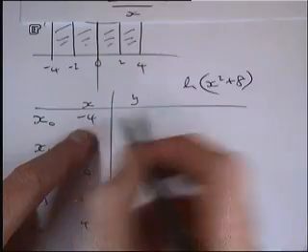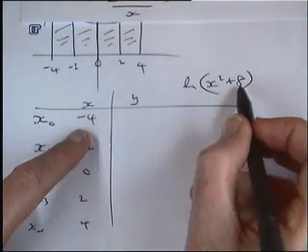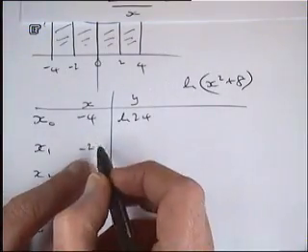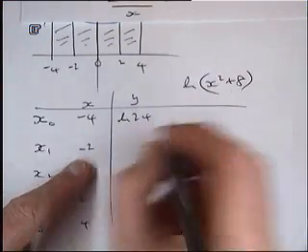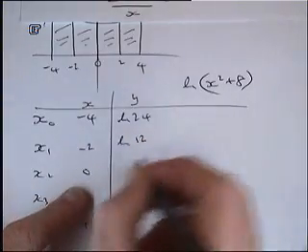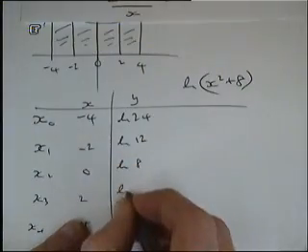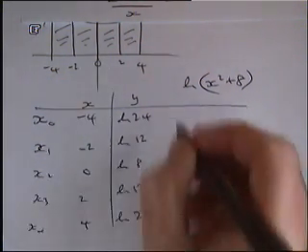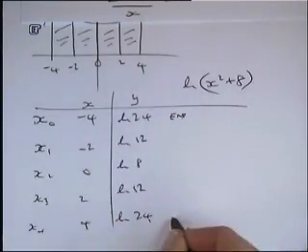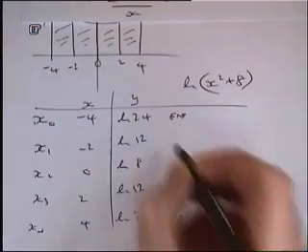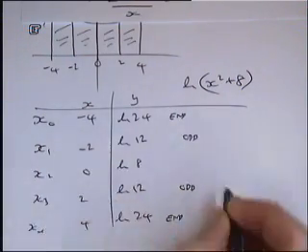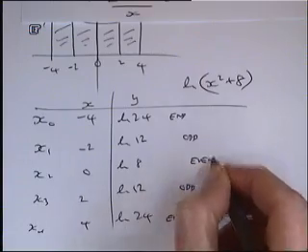So when x is -4, square that, I get 16. 16 plus 8 is 24, so that's going to be log of 24. Here, -2 squared is 4, plus 8 is 12. When x is 0, I'm going to get log 8, and here I'm going to get log 12, and here I'm going to get log 24. So that's an end, and that's an end. This is an odd one because of the 1 and the 3, and this one here is an even one.